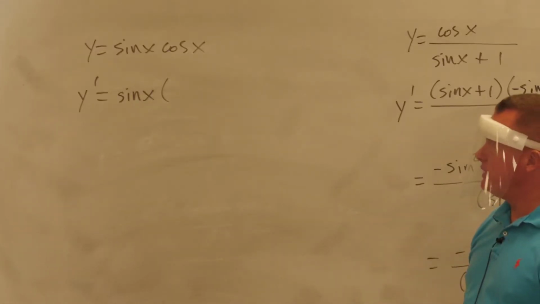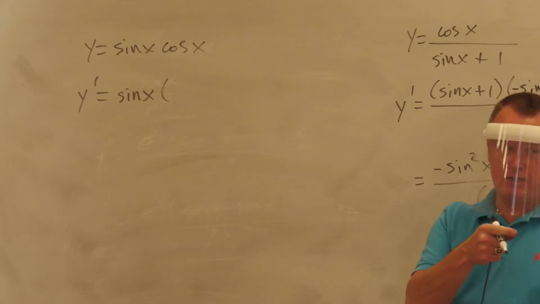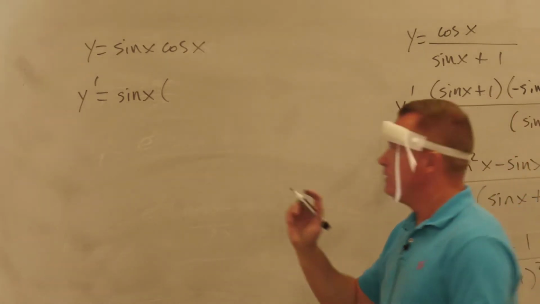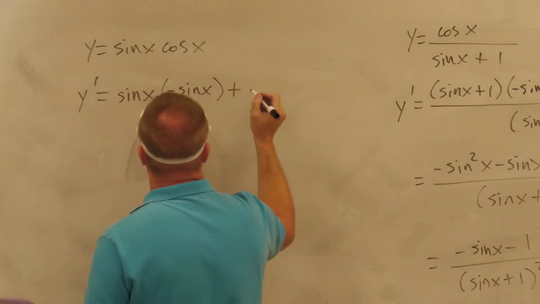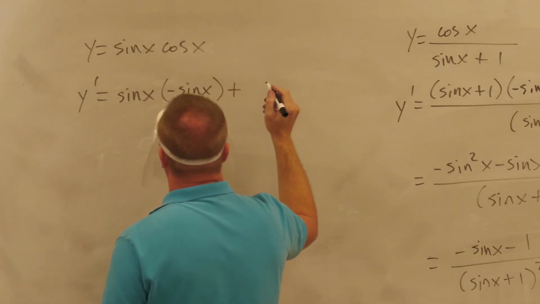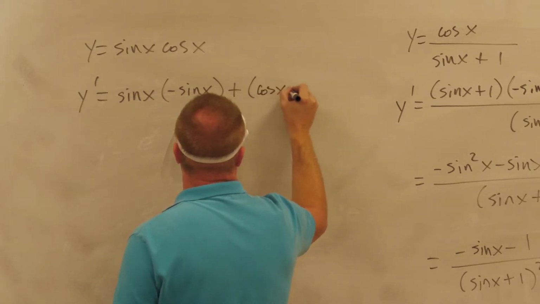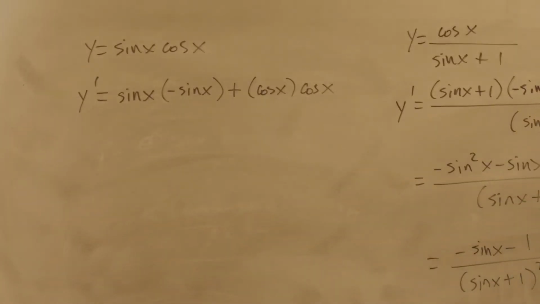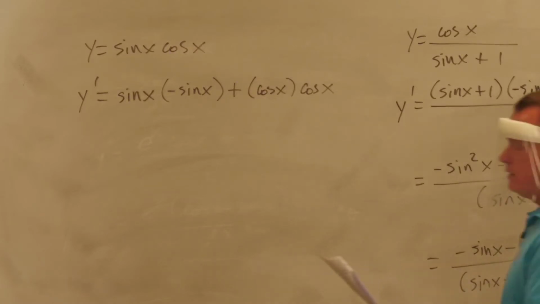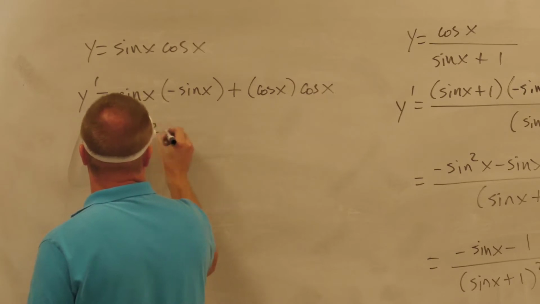What is the derivative of cosine? Almost. Negative sine, right? So if it's a C, it's a negative. So negative sine plus the derivative of the first. What's the derivative of sine? Positive cosine times cosine, okay? So now if I reduce that, that gives me cosine squared minus sine squared.